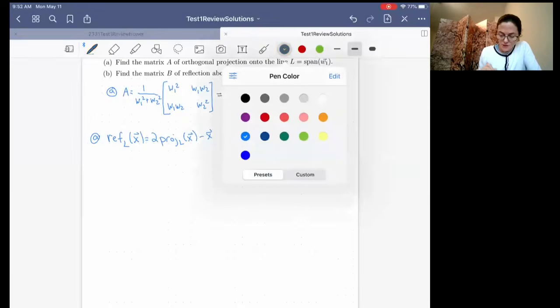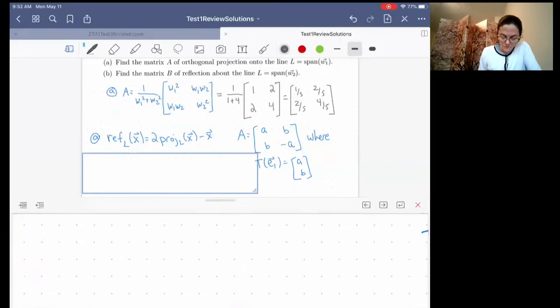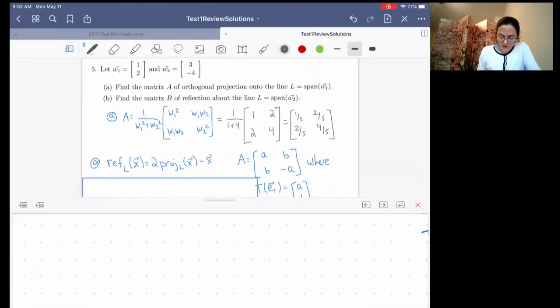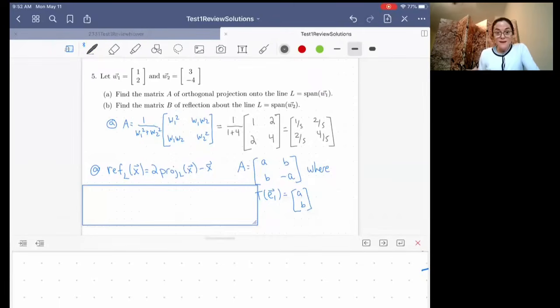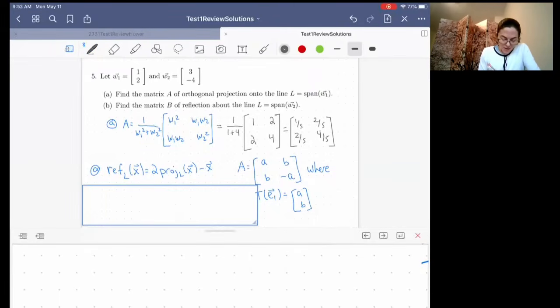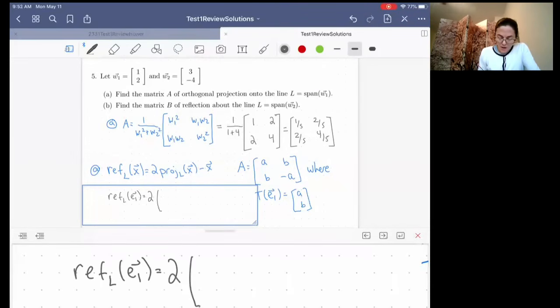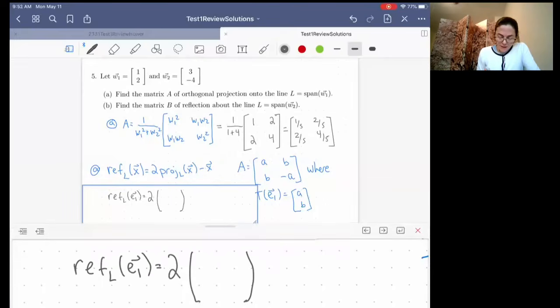Okay, this is my strategy. But now I have a new vector, right? Maybe I need to move this down. You can see everything. It looks good. So the reflection, this is in B on the line of E1. It's going to be 2 times, well, okay, this is not unit, it's fine.